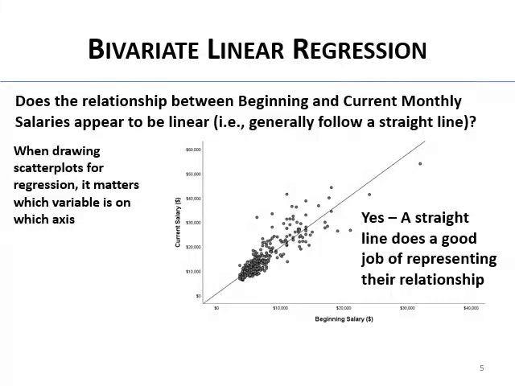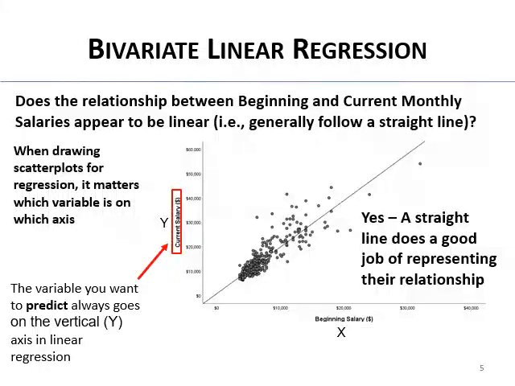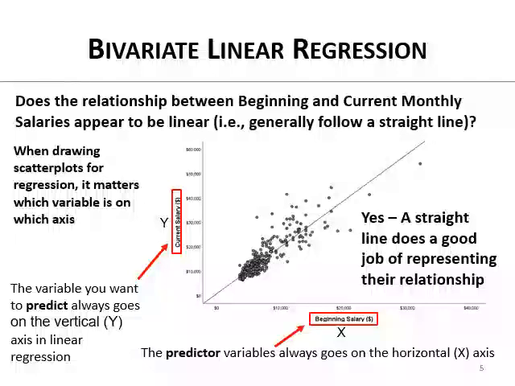When you're drawing scatter plots for regression, it's different than earlier in the week with correlation. It matters which one's on the y-axis. You have to put the variable you want to predict on the y-axis, the up and down one. So that always goes on the vertical or y-axis. In this case, we're predicting current salary from beginning salary. The predictor, the other variable you're using to predict, goes on the x-axis. So we're using beginning salary to predict current salary.